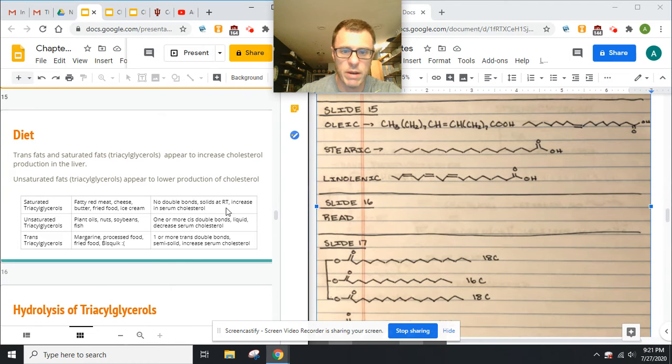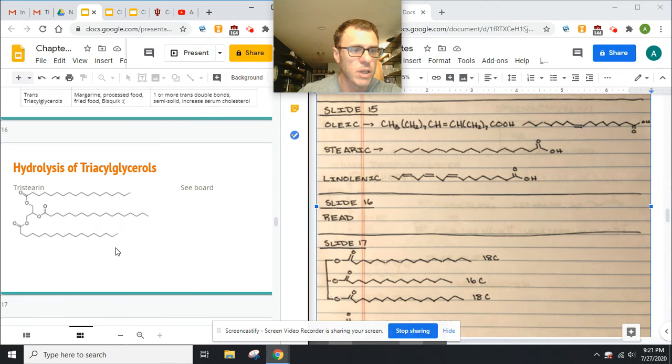You could start talking about your diet. I think this is interesting because this is where we start talking about what is in things that you really don't want. So you can get these saturated triacylglycerols. These have a tendency to increase serum cholesterol. These unsaturated ones, with one or more cis bonds, they're liquid. These tend to decrease serum cholesterol. And then trans triacylglycerols are actually really, really bad for you because all this stuff tastes really good.